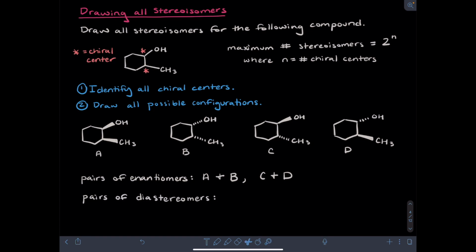We could also look for pairs of diastereomers, or looking at which molecules are not mirror images of each other. It turns out that there are 4 possible pairs of diastereomers here. Molecules A and C are diastereomers of each other because they have one configuration in common and one different. And then we have 3 other pairs of diastereomers as well. In each of these diastereomer cases, your molecules that you're comparing have one configuration the same and one changes.